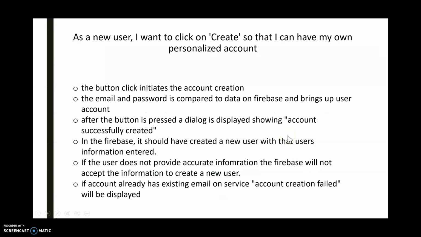As a new user, I want to click on Create so that I can have my own personalized account. The button click initiates the account creation. The email and password is compared to the data on Firebase and brings up user account. After the button is pressed, a dialog is displayed showing account successfully created. In the Firebase, it should have created a new user with that user's information entered. If the user does not provide accurate information, the Firebase will not accept the information to create a new user. If account already has an existing email on service, account creation failed will be displayed.